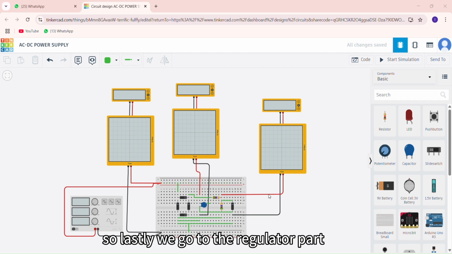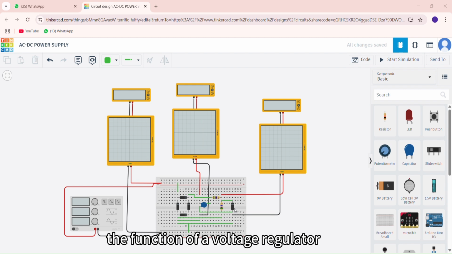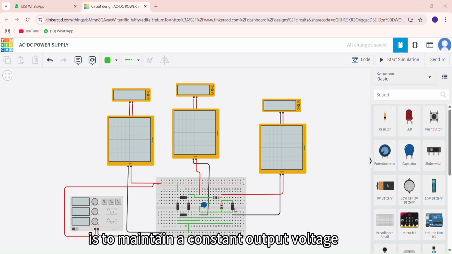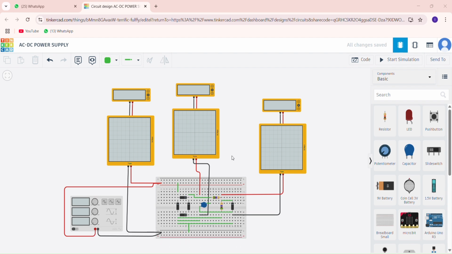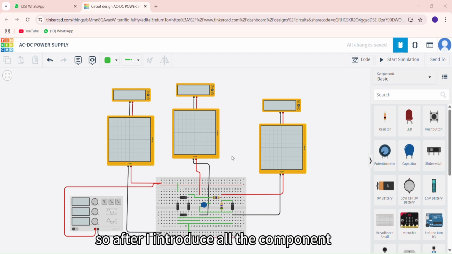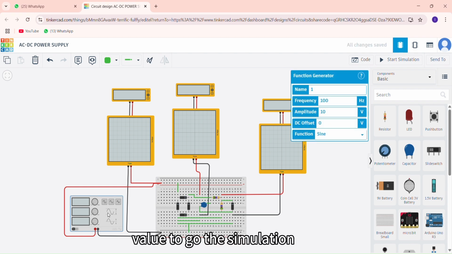So, lastly, we go to the regulator part. We use the Zener diode as the voltage regulator. The function of a voltage regulator is to maintain a constant output voltage, regardless of changes in input voltage or load condition. So after I introduce all the components, we need to put in the input values for the simulation.